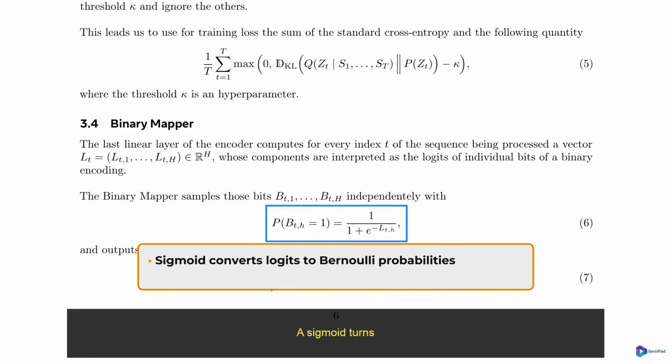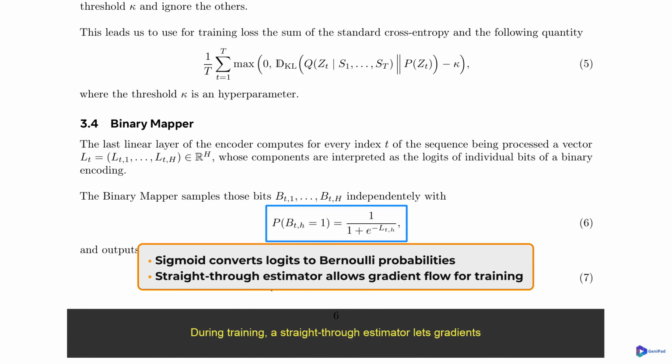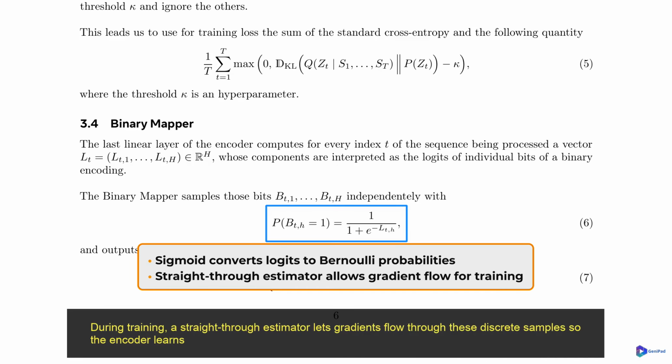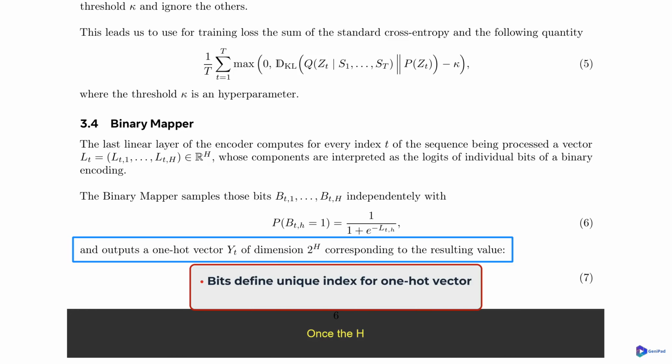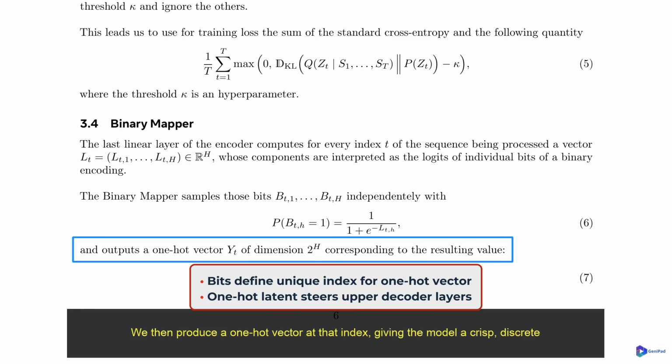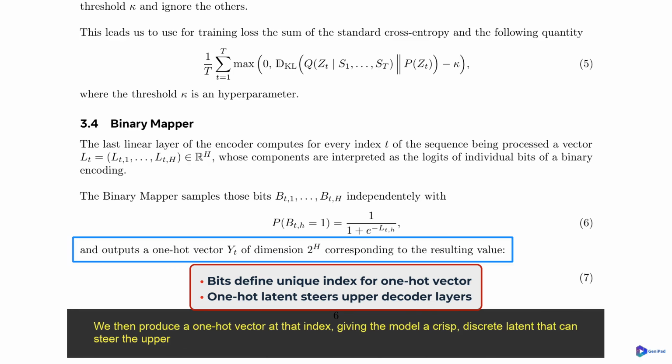A sigmoid turns each logit into a Bernoulli probability. During training, a straight-through estimator lets gradients flow through these discrete samples, so the encoder learns which codes are helpful. Once the H bits are sampled, they define a unique index among 2^H possibilities. We then produce a one-hot vector at that index, giving the model a crisp, discrete latent that can steer the upper decoder layers.